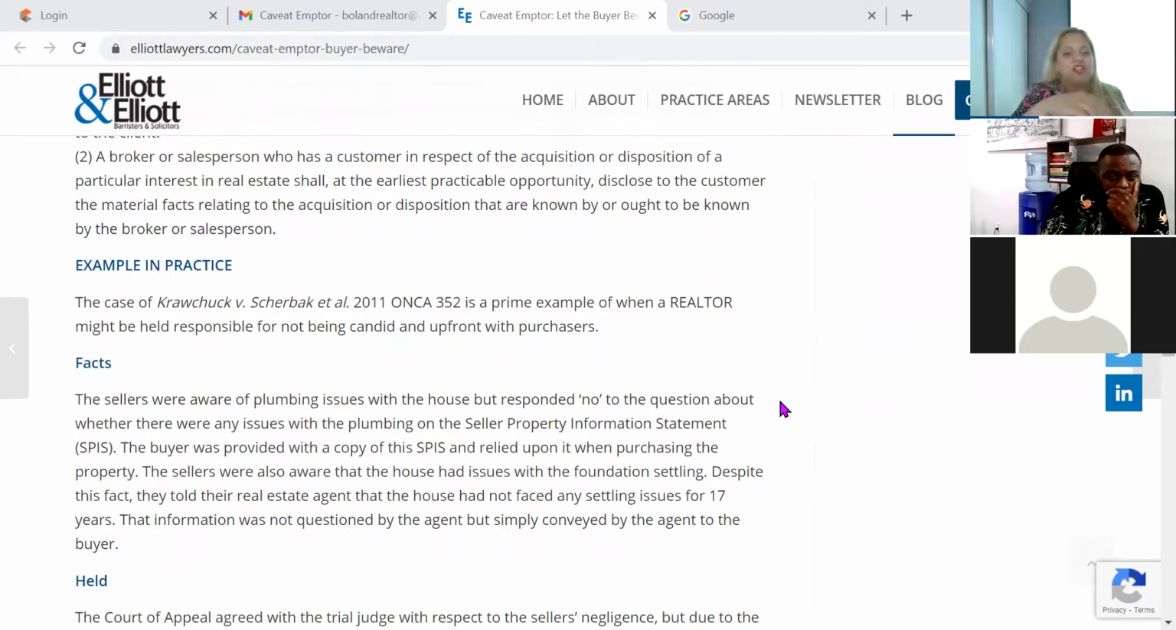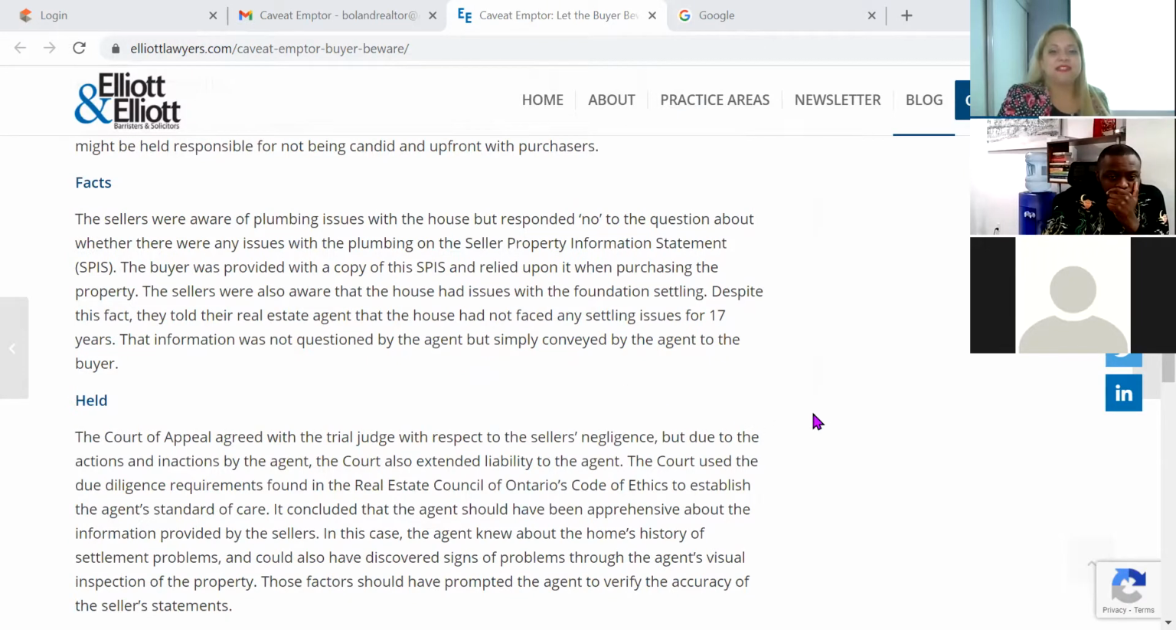The case of Krawchuk and Sherbak is a prime example of when a realtor might be held responsible for not being candid and upfront with purchasers. Facts: the sellers were aware of plumbing issues with the house, but responded "no" on the question whether there were any issues with the plumbing on the seller property information statement, the SPIS. The buyer was provided a copy with the SPIS and relied on it when purchasing the property.